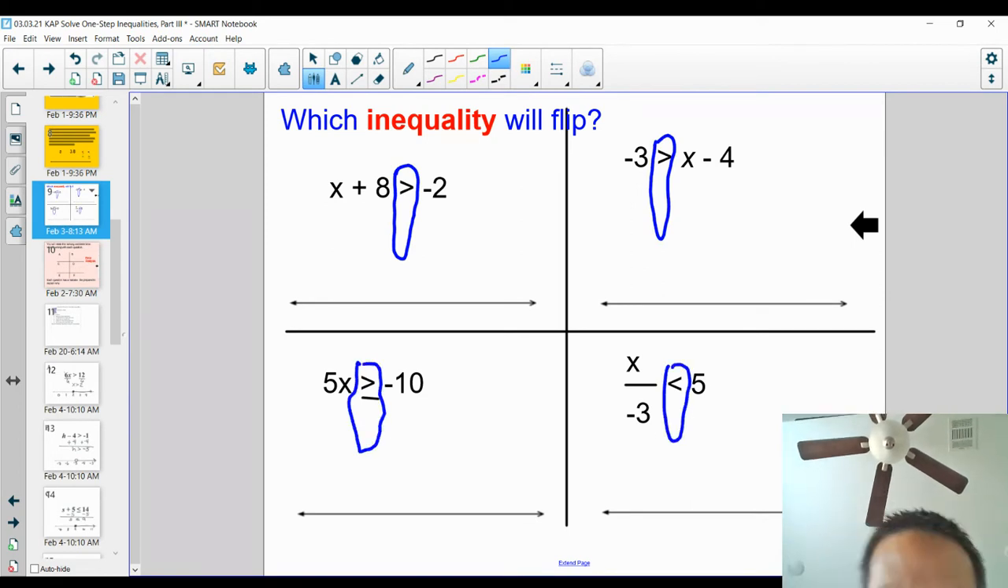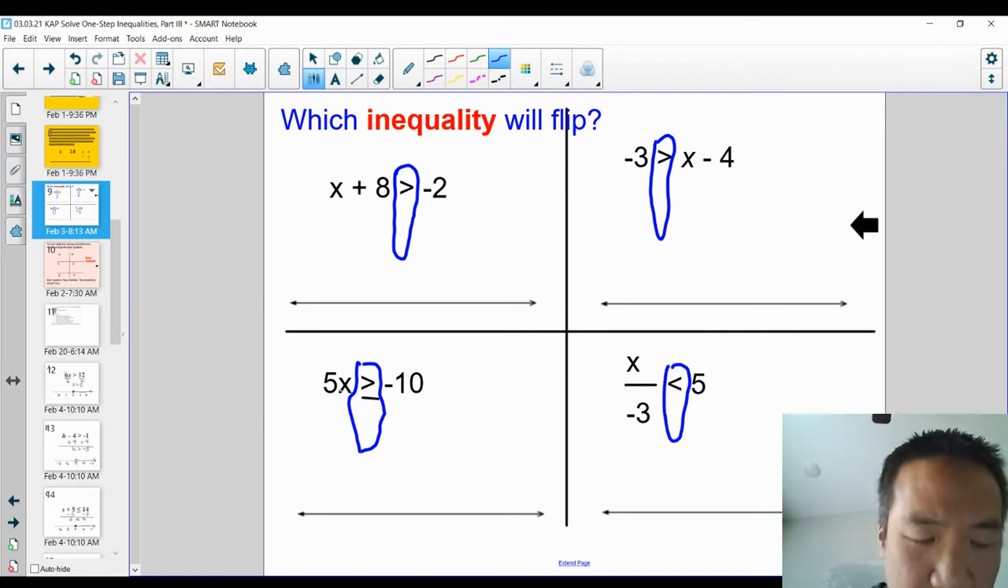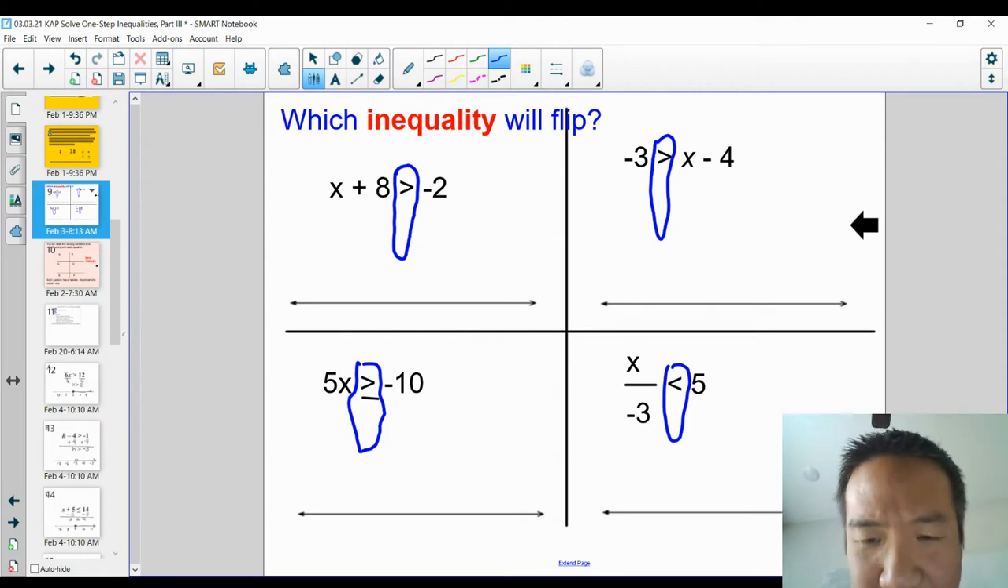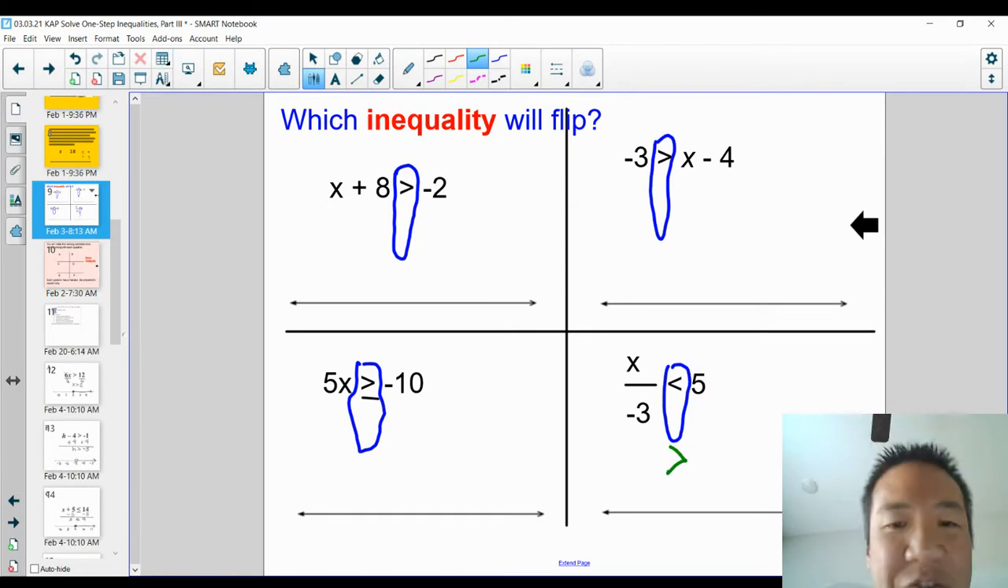Now, let's look where it says multiplying and dividing by negative. Adding, subtracting, this is multiplying, but it's multiplying by positive 5. So this is dividing by negative. So we're going to flip this one. I'm going to flip it now before I forget. I'm going to flip it from a less than to a greater than.